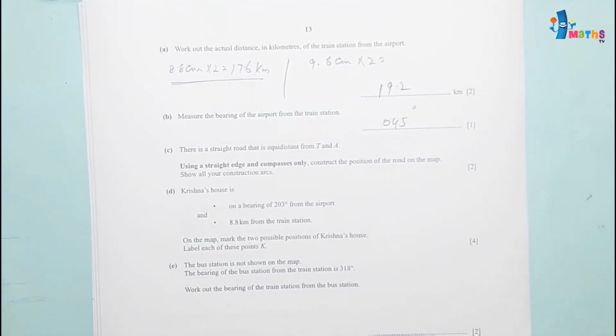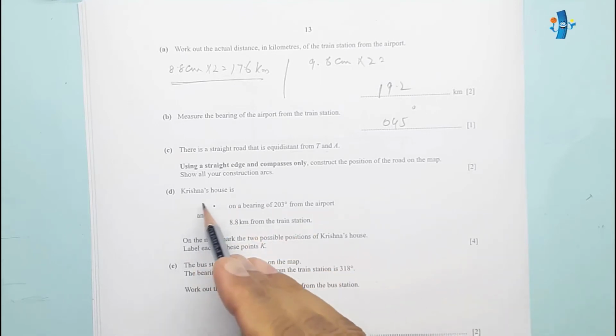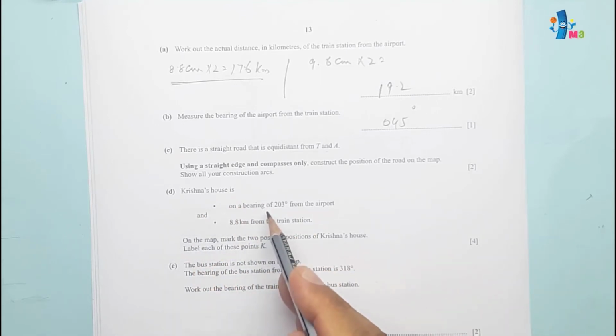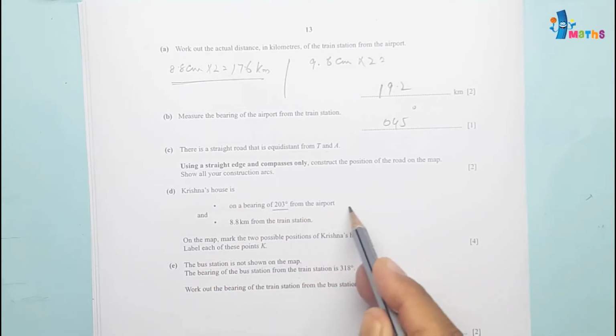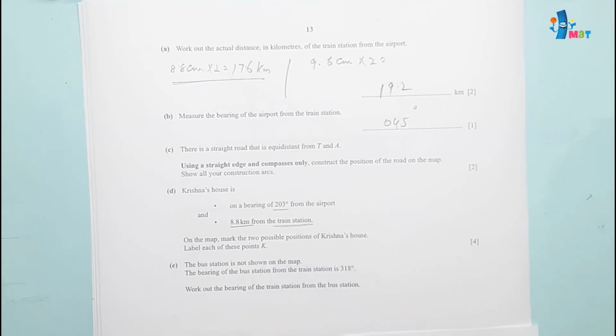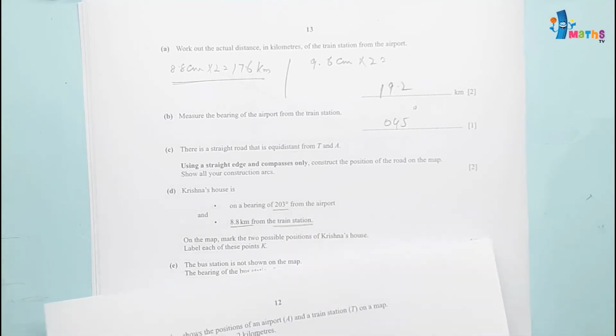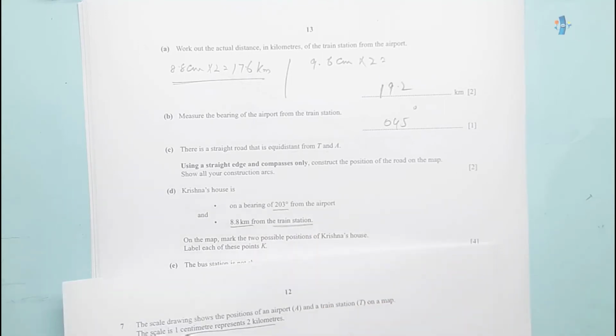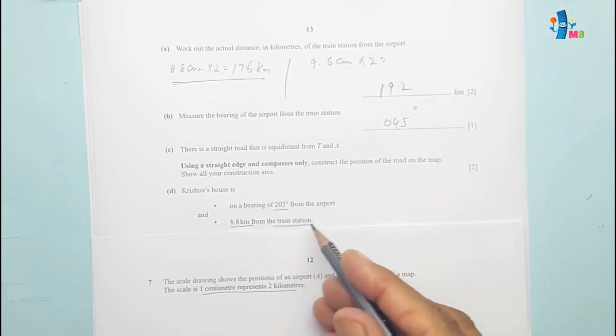Okay, D part: Krishna's house is on a bearing of 203 degrees from the airport and 8.8 kilometers from the train station. So first we will draw the bearing 203 from the airport.